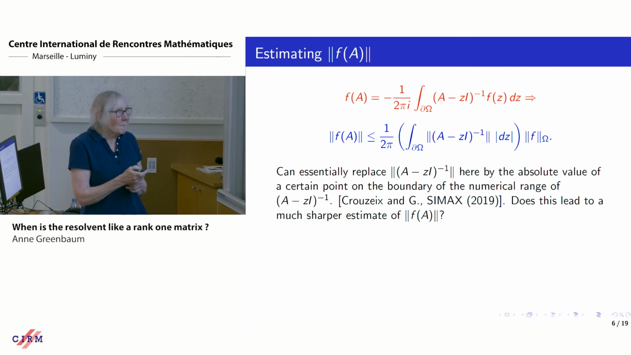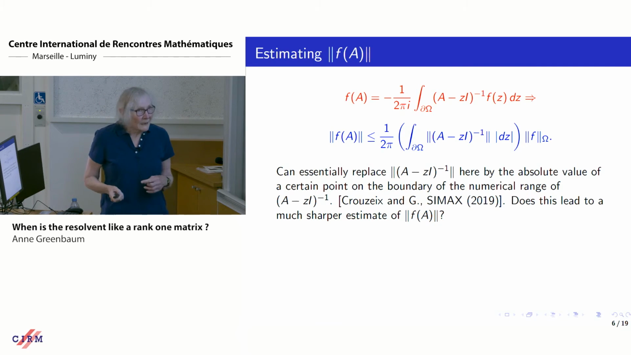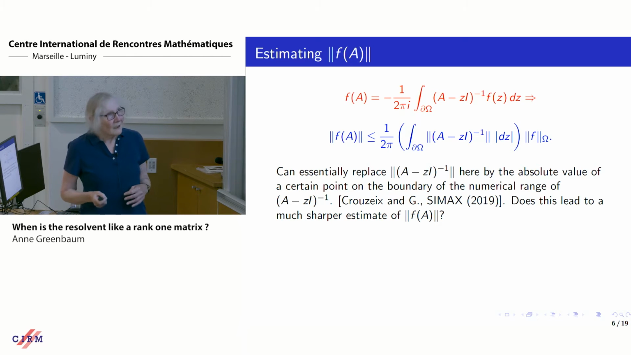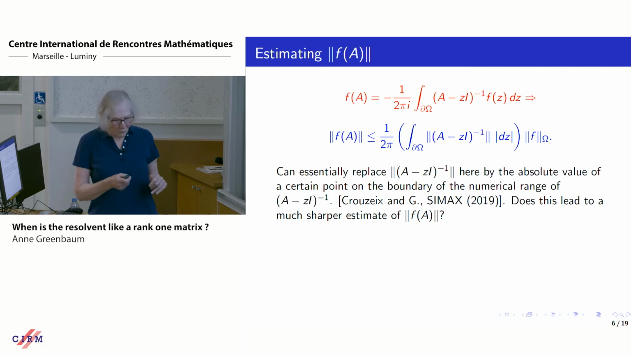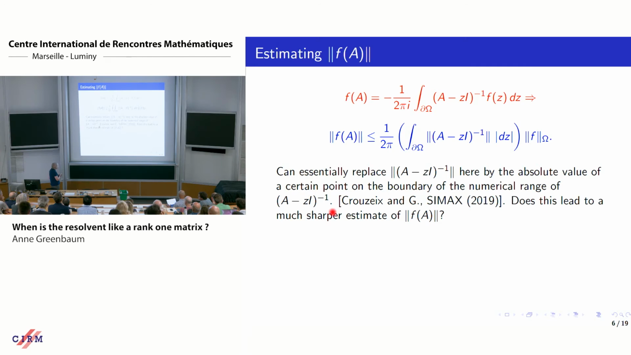Okay, well, recently, Michel Crouzet and I proved a result where there were various aspects to this result. It was a little bit complicated, and I won't talk about some of the geometrical things, but we essentially were able to replace the norm of A minus zI inverse in this integral by the absolute value of a certain point on the boundary of the numerical range of the resolvent.